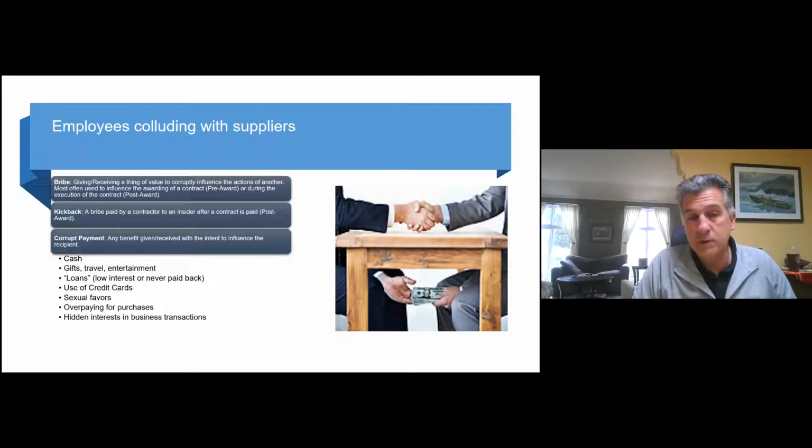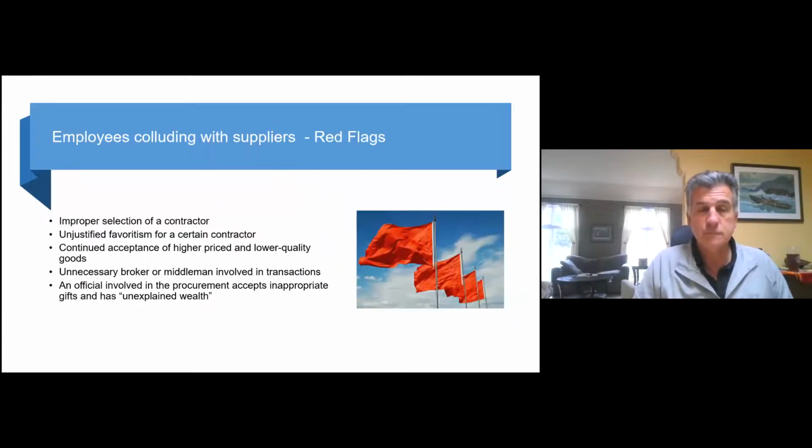Within this area, we might talk about cash, gifts such as travel and entertainment, loans, whether they're low interest or never paid back, use of credit cards, sexual favors, overpaying for purchases, and in some instances, hidden interests in other business transactions.